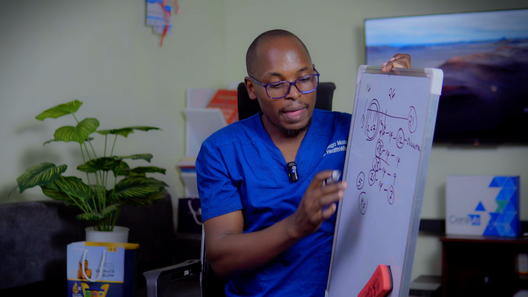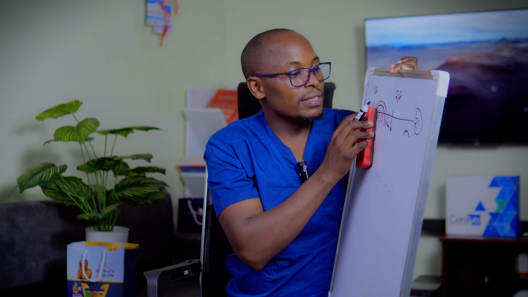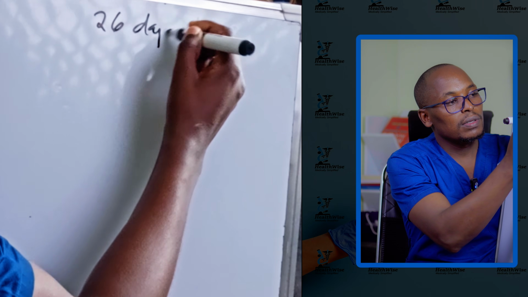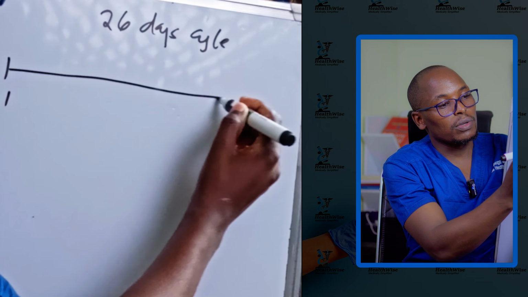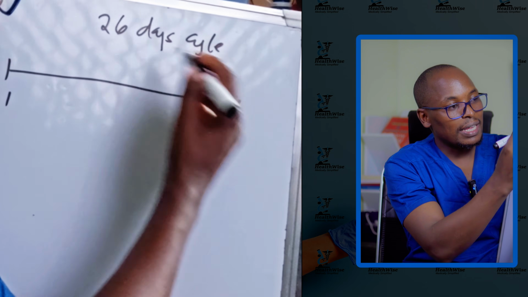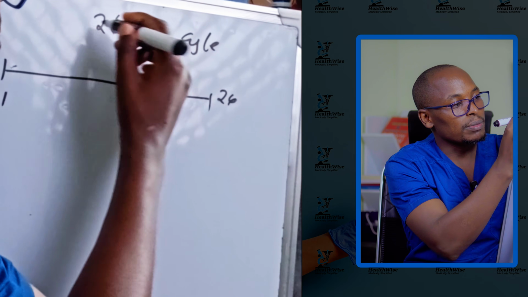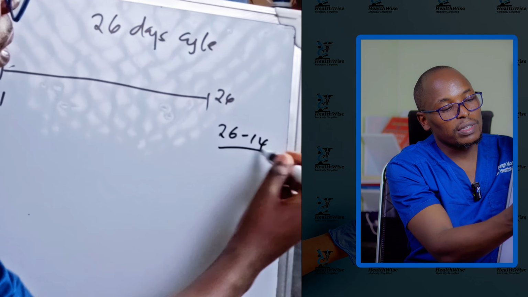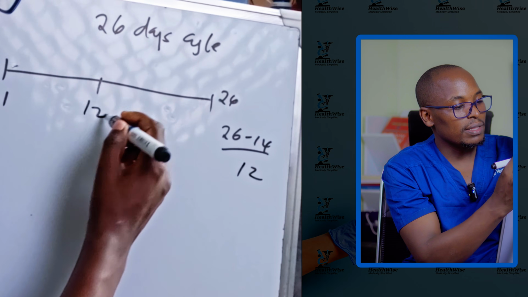So that's one thing. Now let's go to how you know exactly which is the safe day and which is not. Now we said we're going to use a 26-day cycle. So this is day 1 and it extends all the way up to 26. And remember, we said if you want to know when ovulation is happening, you just minus 14 from the cycle. This is 26 minus 14, which will give us 12. So you go all the way to somewhere there, this 12.